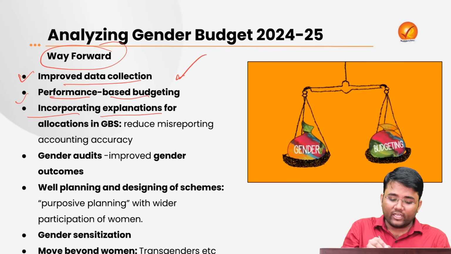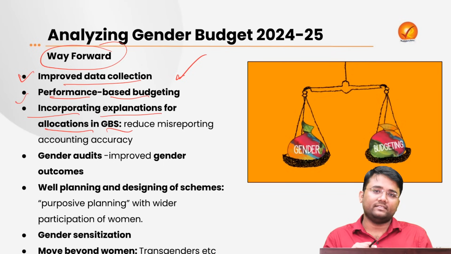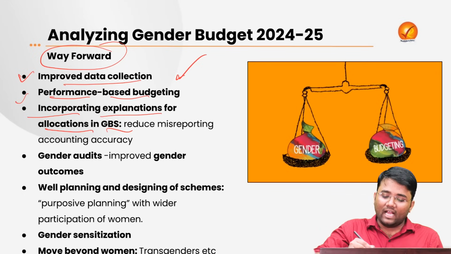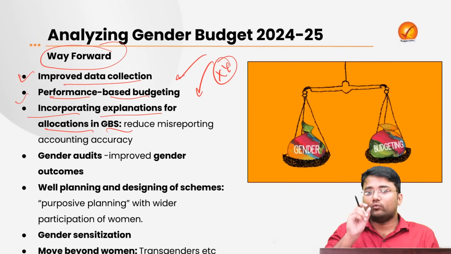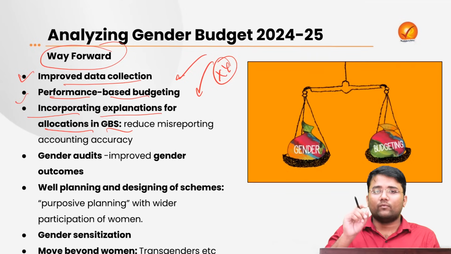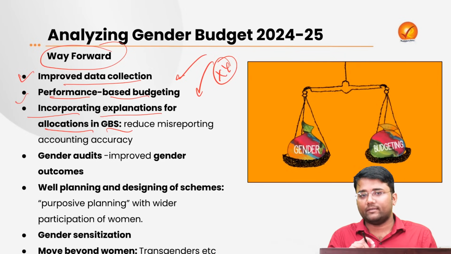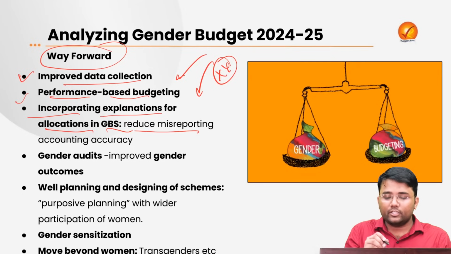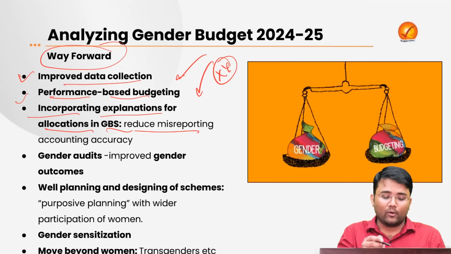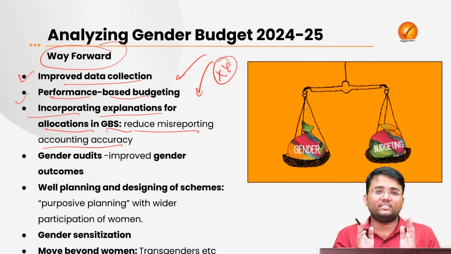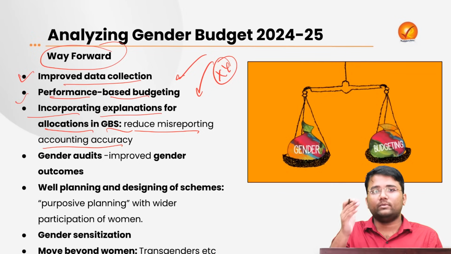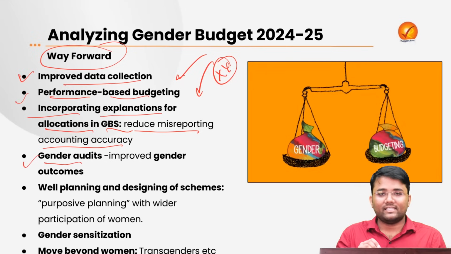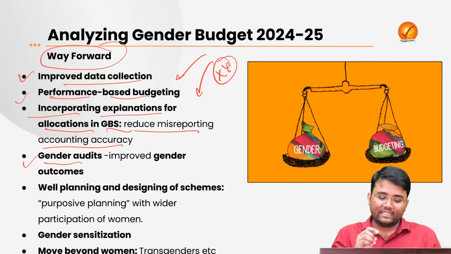outcomes. Then also incorporating explanation for allocation in gender based budgeting, that whatever the amount that is being allocated, there should be a provision for proper explanation of why a particular amount was being reported or why a particular amount was being allocated for that particular scheme or program. It will help in reducing misreporting and there will be more accounting accuracy. There will be less mismatch between the expenditure that was actually done, the expenditure that is actually required, and what is being reported.